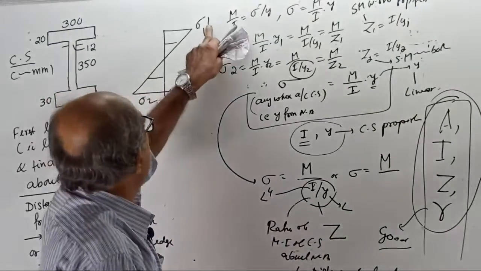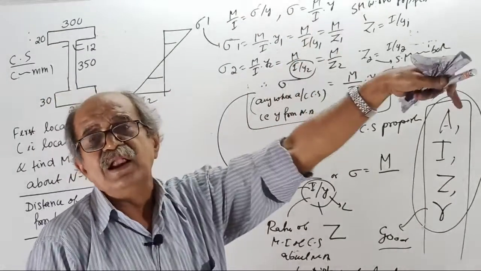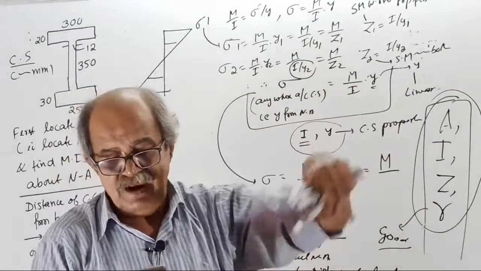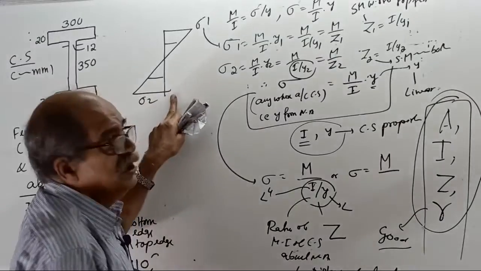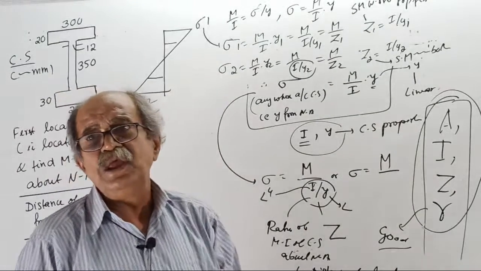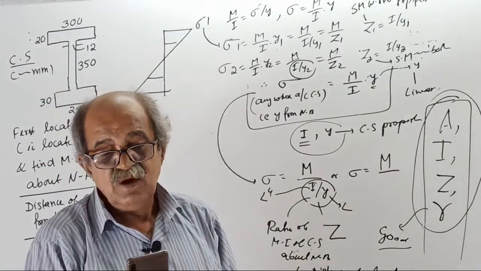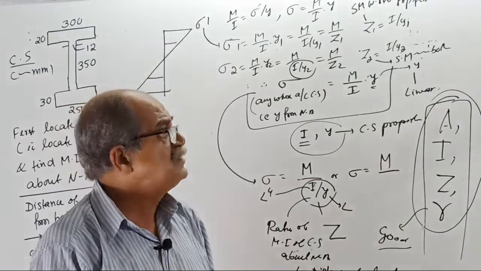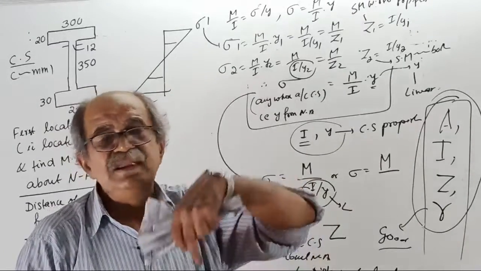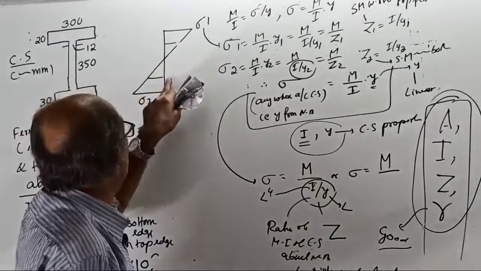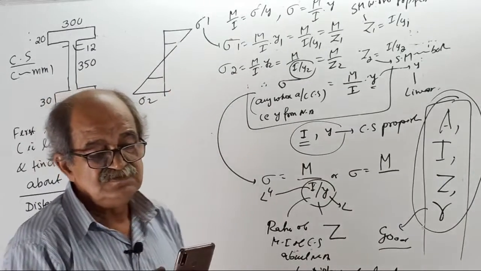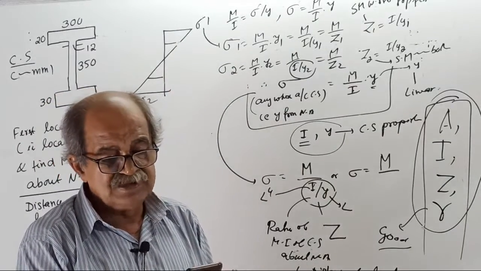If I want top fiber, put M by Z1, Z1 equal to I by Y1. If I want sigma 2, write M by Z2, Z2 equal to I by Y2. Why no answer? Can I use section modulus for somewhere here or somewhere here? Fast answer. See, no answer from you.